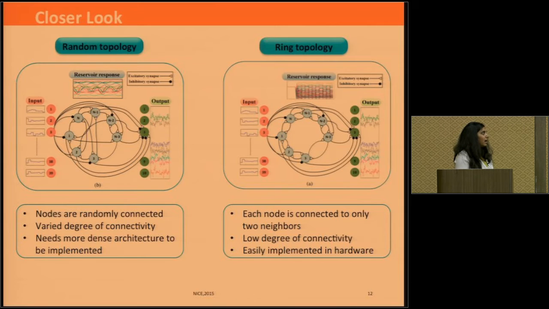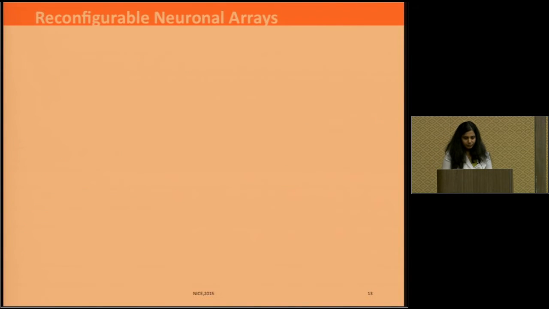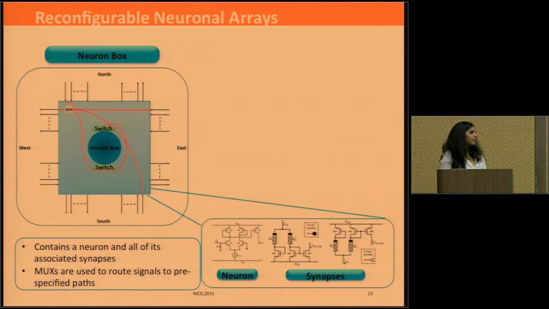And when you realize this reservoir in hardware, the architecture is much more dense because of the higher degree of connectivity in this implementation. So we wanted to look at low degree of connectivity systems, and the ring topology is a simple structure where each node is connected to two of its adjacent nodes, and because of that simple connectivity, it's very easily realizable in hardware.